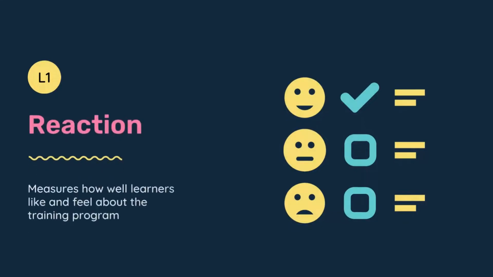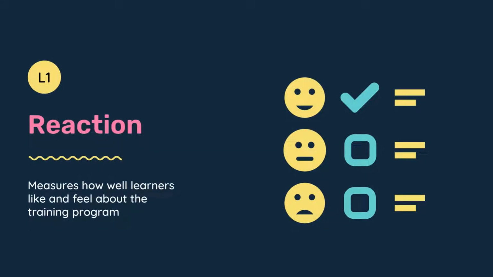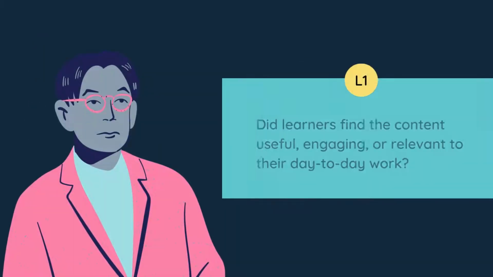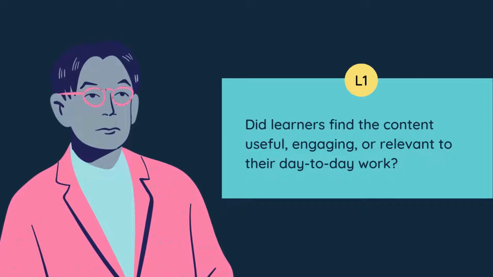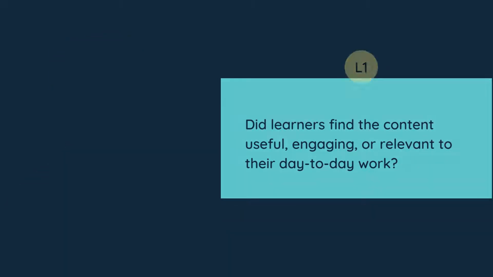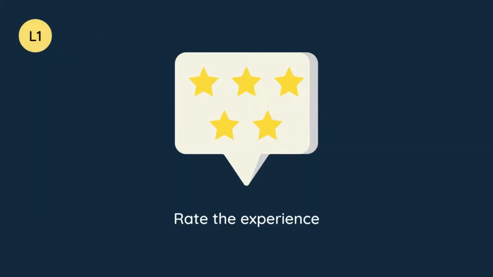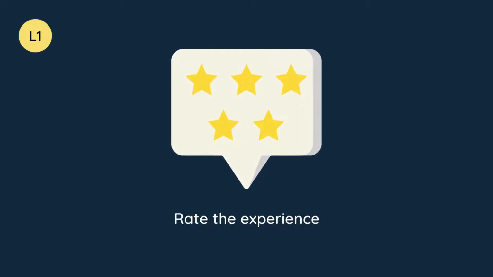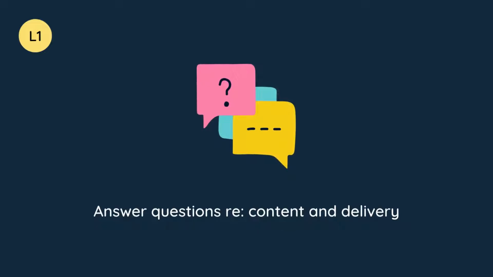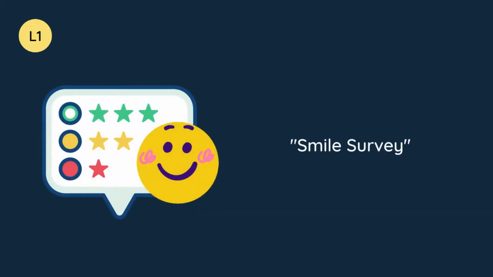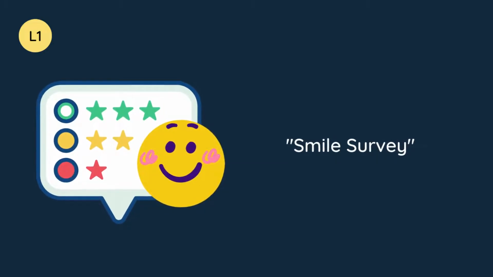The first level, reaction, measures how well learners like and feel about the training program. Did they find the content useful, engaging, or relevant to their day-to-day work? This measurement can be done by asking learners to rate their experience using a 1 to 5 scale, or by asking them to answer questions about the content and delivery. This is commonly called a smile survey.